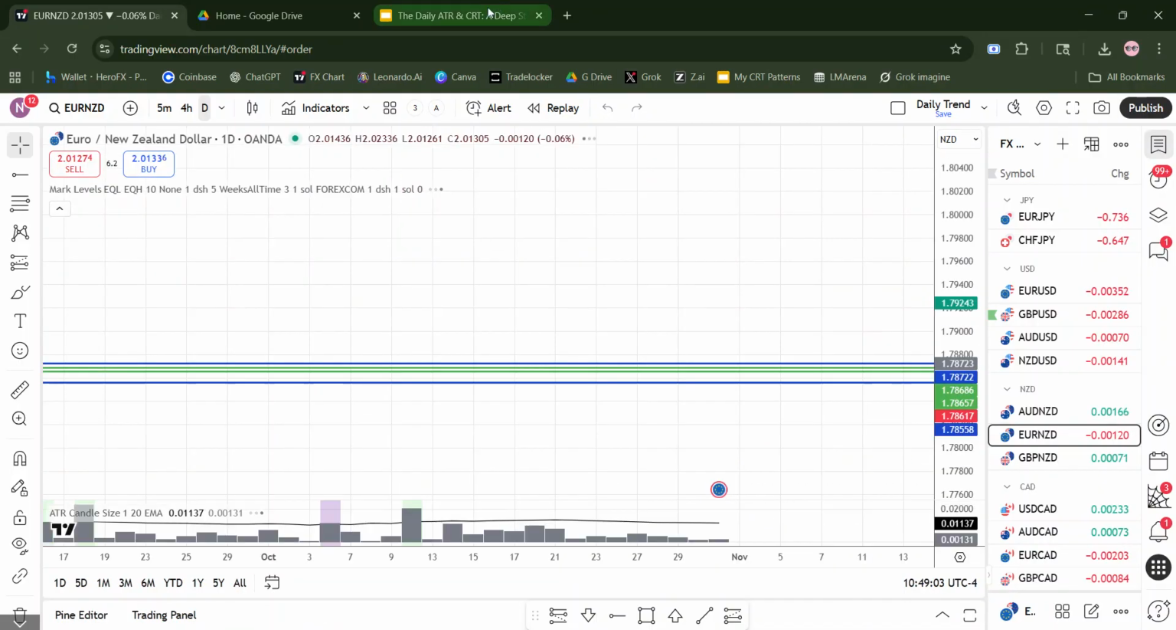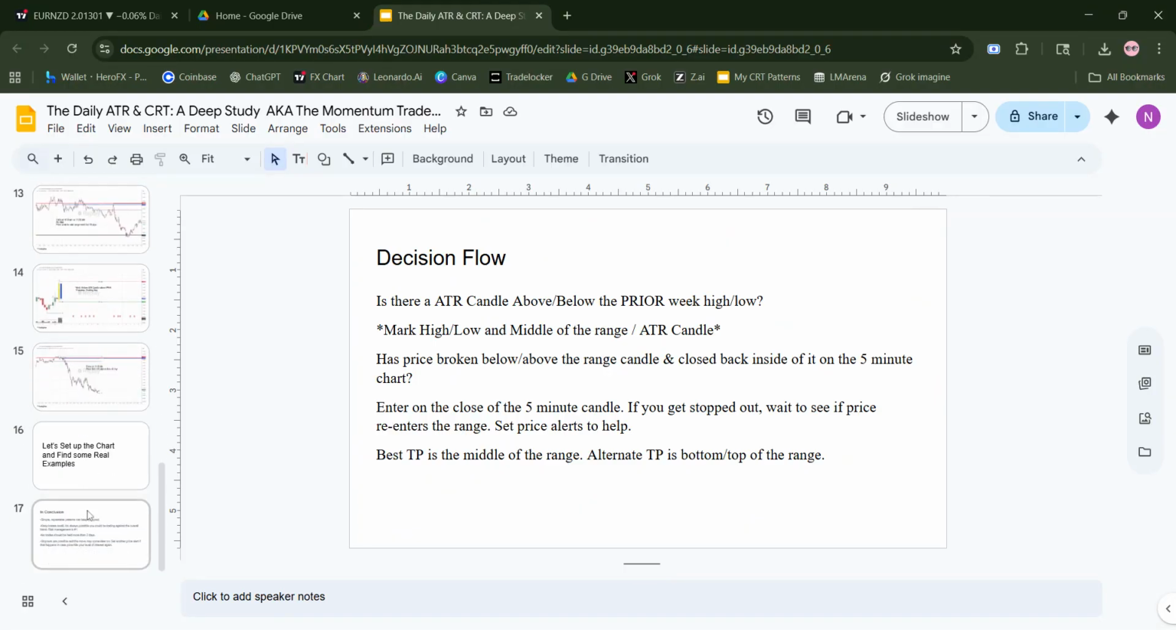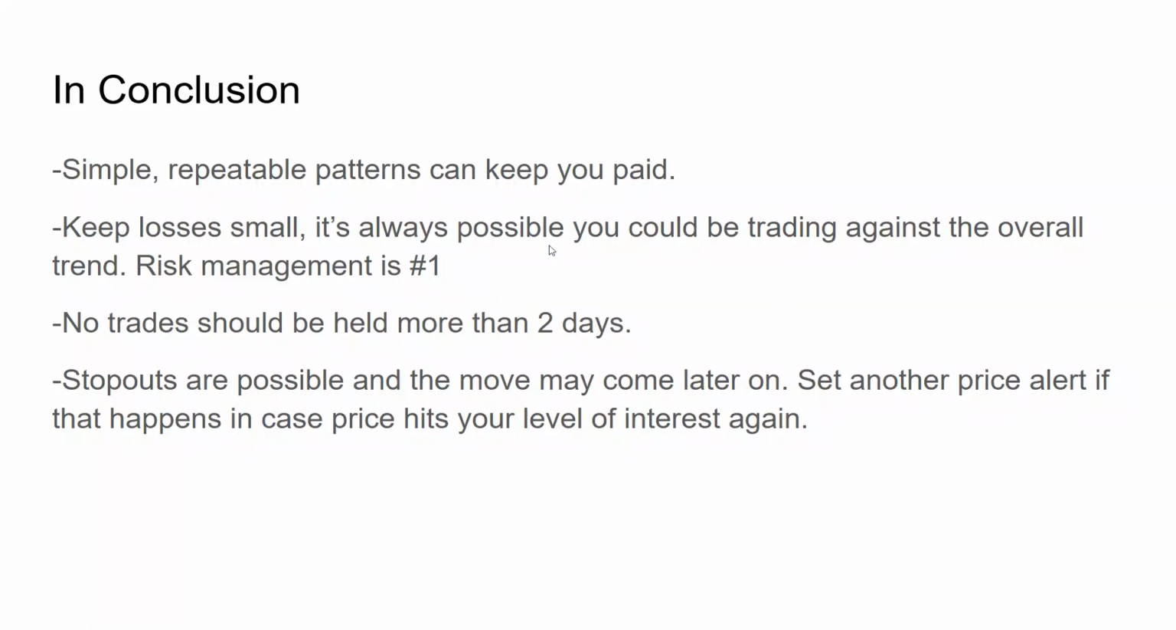So let's wrap this up. In conclusion, my favorite part. Okay, it's simple and repeatable patterns that can keep you paid. Okay, keep your losses small. It's always possible you could be trading against the overall trend. Your risk management is still number one. So like I said, I can take small losses, because I'm always aiming for big gains, but that's just me.